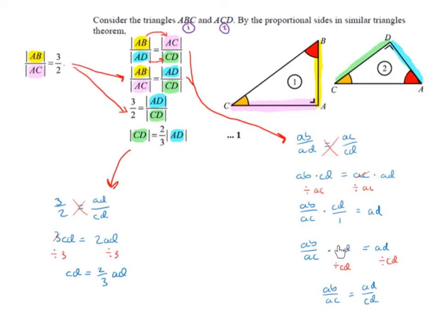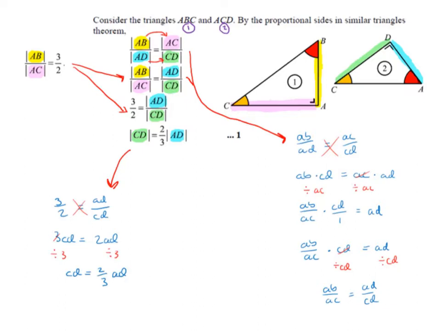And then to get rid of the CD, we're going to divide across by CD. So we're left with AB over AC on the left-hand side, and AD divided by CD gives us AD over CD on the right-hand side. So that's how this becomes this. We have AB over AC is equal to AD over CD.